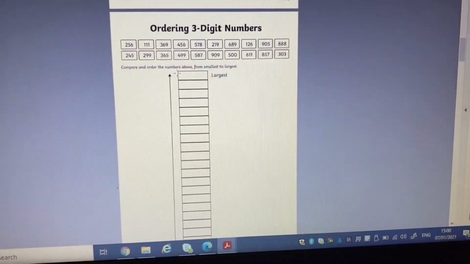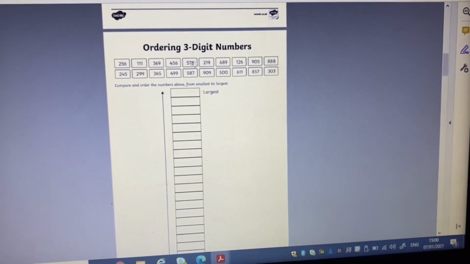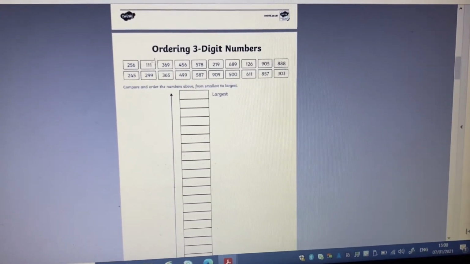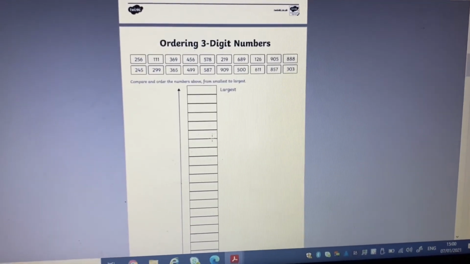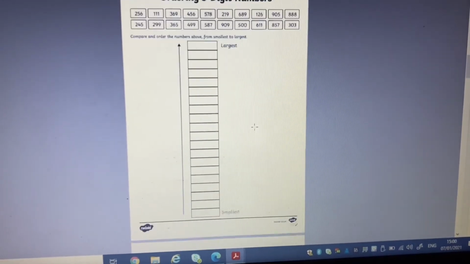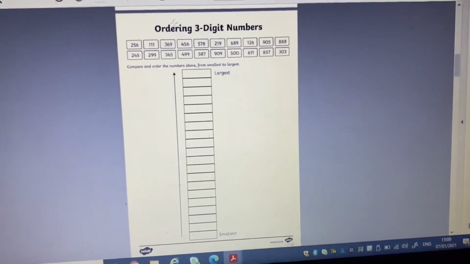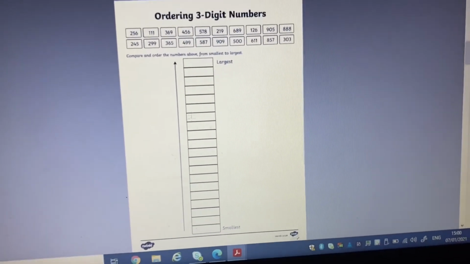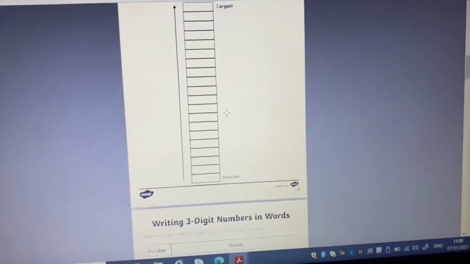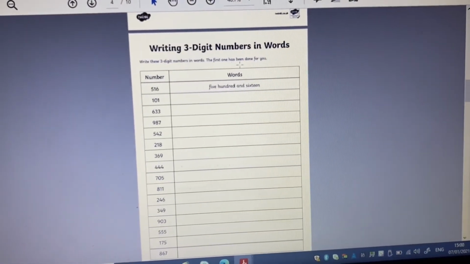Next worksheet involves a series of 20 numbers that are all 3 digits that you need to order from the smallest to the largest, the smallest at the bottom up to the largest at the top. And again, you can print this off or write it out in a worksheet or in a notebook, it doesn't really matter. And the next sheet is writing 3-digit numbers in words.